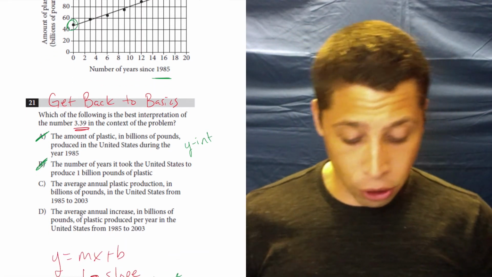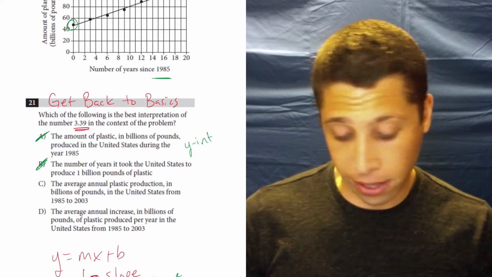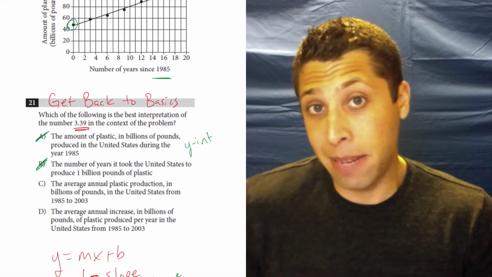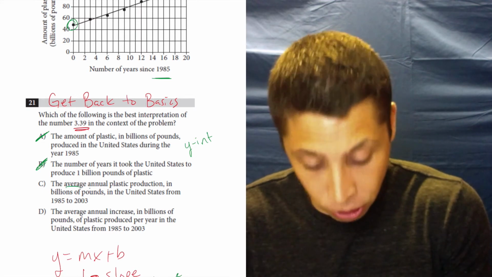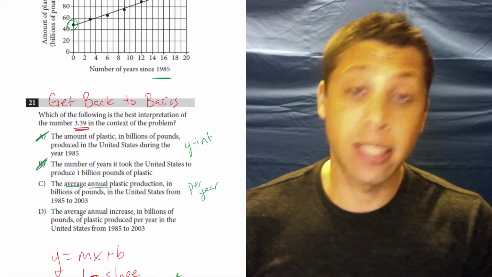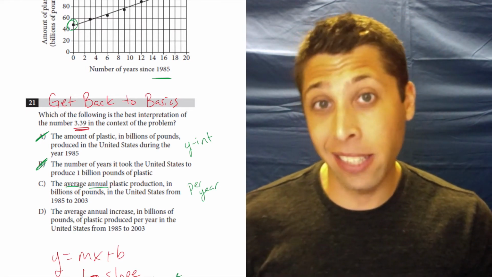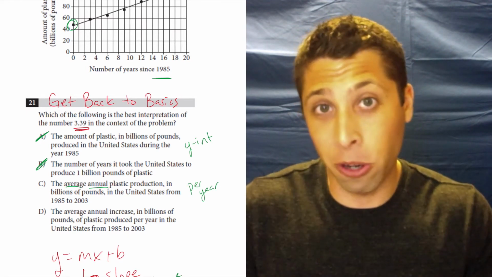C, the average annual plastic production in billions of pounds in the United States from 1985 to 2003. Well, that might be true, right? I mean, average, annual, this sounds like they're talking per year. This kind of sounds like a slope. But I'm not going to just pick it. I need to read D and see if it also talks about slope.